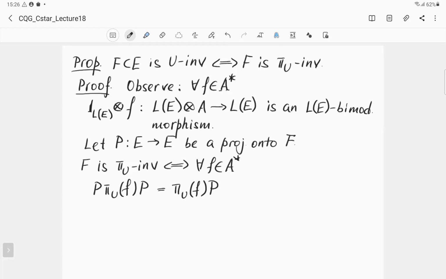Okay, now let's write the right-hand side in a slightly different way. So first of all, we substitute pi U of f here, and this will be 1 tensor f applied to U, and then multiplied by P. And now we use the fact that 1 tensor f, the slice map, is a right L of E module morphism. So we write this formula in the following way: 1 tensor f applied to the product of U and P tensor 1.